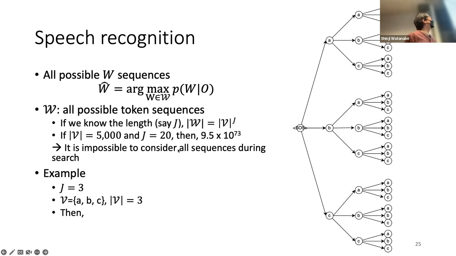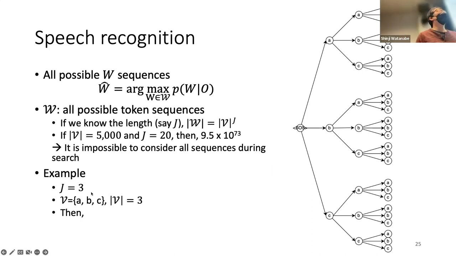So I will try to use this figure. This is, I believe, probably enough to represent our example of the search space. I prepared A, B, C, only 3, as a vocabulary. So vocabulary size is 3. And then we are using a 3 token sequence.